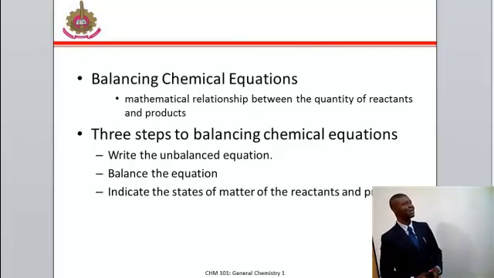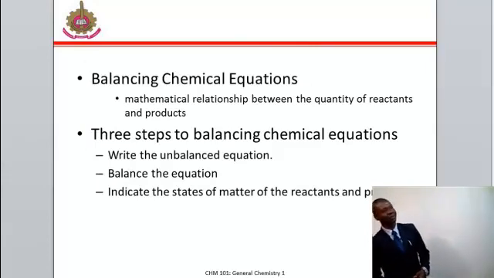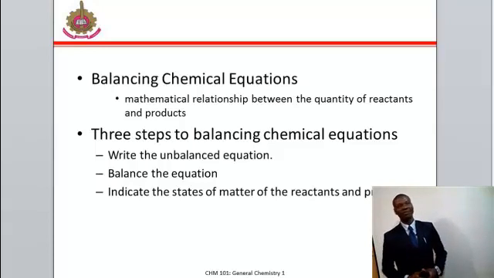Generally, a chemical equation is a mathematical relationship between the quantity of reactants and that of products. And in balancing a chemical equation, there are some steps to be followed. The steps are: you write your equation, you balance the equation, and indicate the state of matter of the reactants and the products. Normally, in any chemical equation, as I've told you earlier, there are always reactants on the left-hand side and products on the right-hand side.